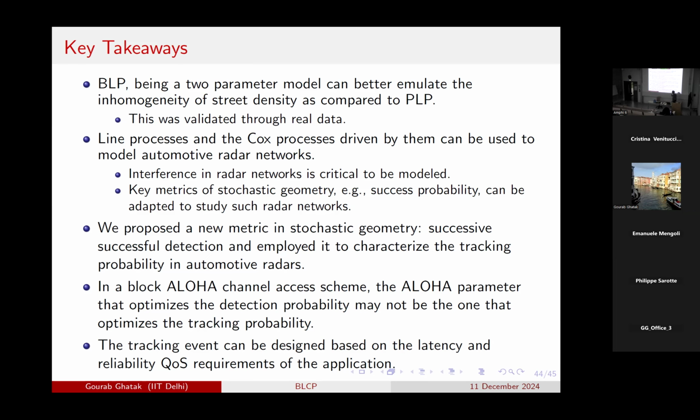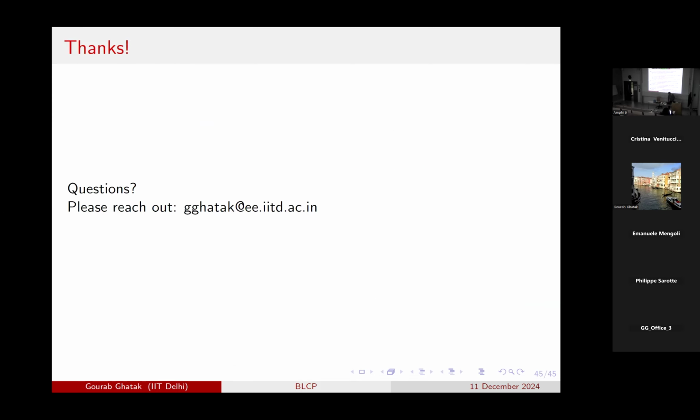In a block Aloha channel access scheme, the Aloha parameter that optimizes the detection may not be the one that optimizes the tracking. It depends on what values of tracking parameters you use and what the latency deadline is, so you have that flexibility of designing it. This brings us to the last point, which is that the tracking event can be designed based on the latency and reliability QoS requirements of the application. That can be mapped back to the models of TL and nu to calculate the radar tracking probability. So this brings me to the end of the presentation, and I'll take questions.